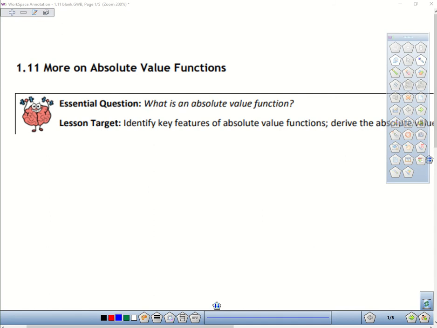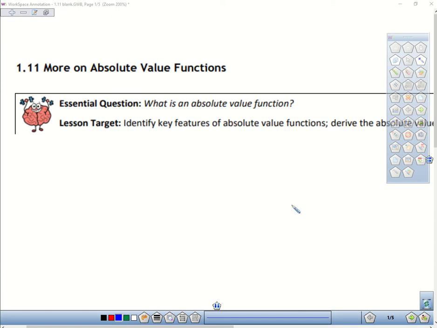Basically like an extension of 110. So we're going to be talking about the same topics, but now we're going to try going backwards. Okay, what I mean by that is now we're going to be looking at graphs of absolute value functions, and we're going to be interpreting their equations based on the graphs instead of the other way around.